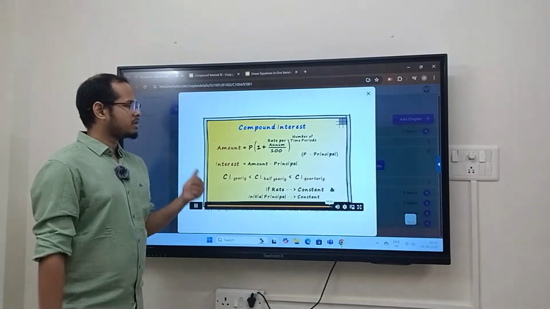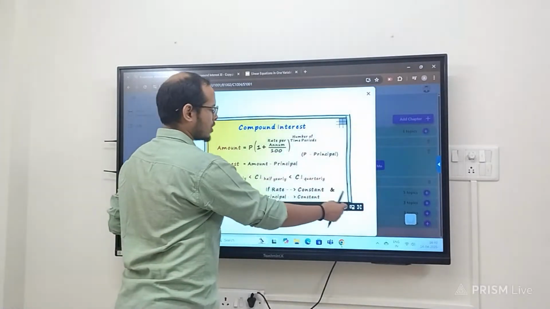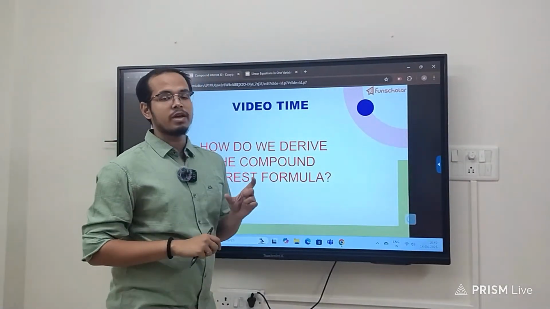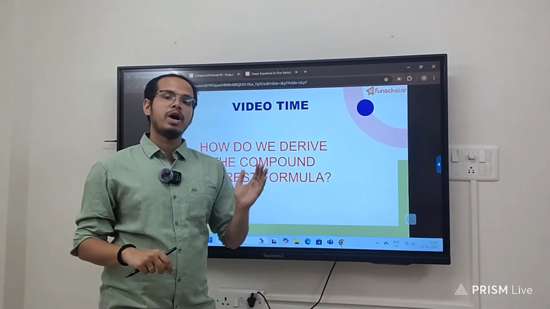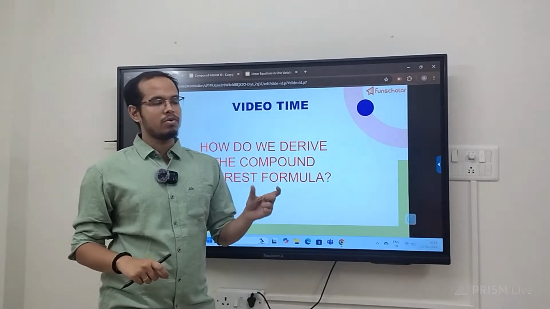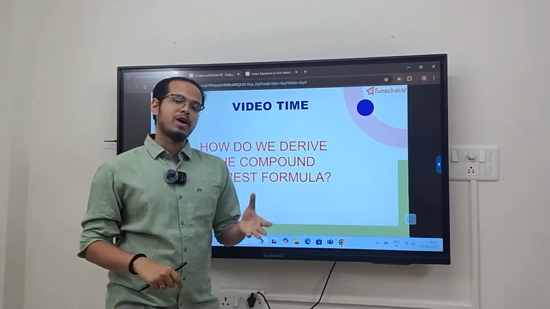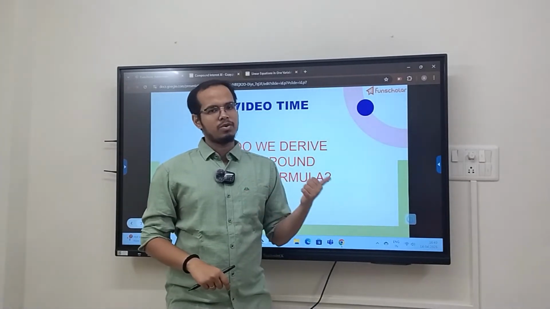So this is how the basic structure, the basic formula of compound interest comes. But always remember one thing: in compound interest the formula gives us the amount directly, but in simple interest we get the interest, then we have to add the interest to the principal in order to get the amount. But in the compound interest formula we get the amount directly. In order to find the interest we have to subtract the principal from the amount that we found.